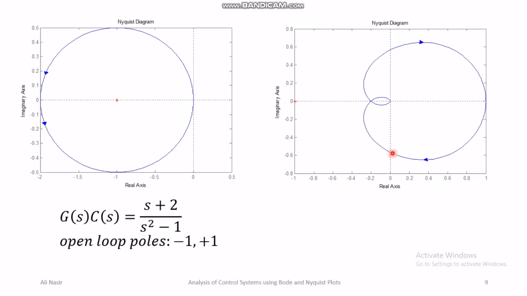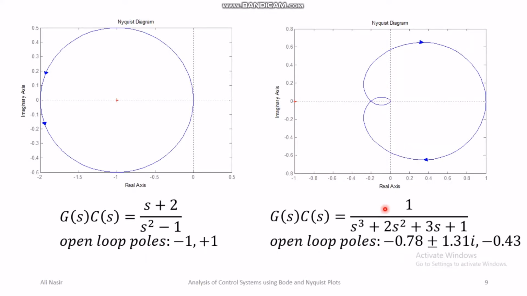Similarly, look at another Nyquist plot. Here this is the -1 point, and you can see that there are no encirclements of the -1 point by the Nyquist plot. So n in this case is equal to 0, and this is the transfer function corresponding to which this plot has been sketched. You can see here that in this open loop transfer function, there are poles at -0.78 plus and minus 1.31 j, and -0.43. All of these poles are in the left half plane. So the number of poles in the open right half plane is 0.